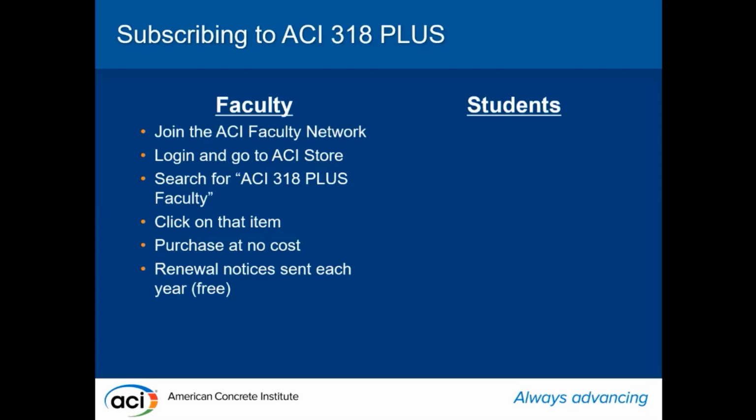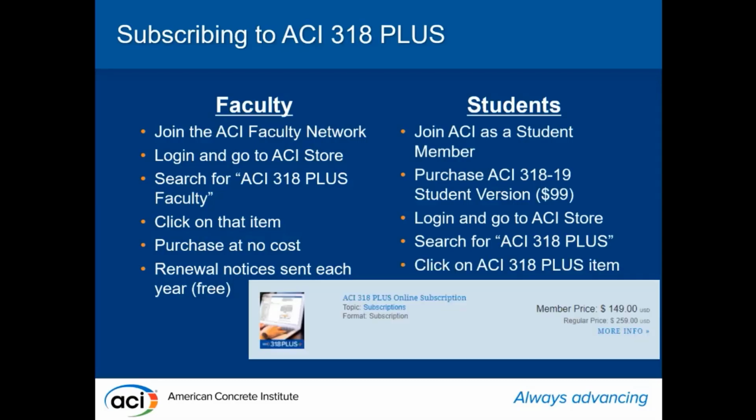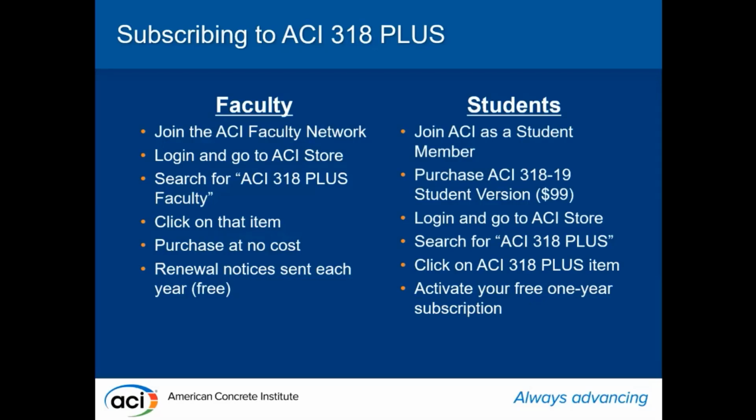Now, your students can join ACI as a student member and then purchase 318-19, the student version. That's $99. And then each person that purchases that will be able to log in, go to the store, again, search for 318 Plus, and our system will recognize that you purchased a copy of 318-19 and will give you that 1-year annual subscription. So your students won't be paying any more than they would just buying the code for the course. That'll activate their 1-year free subscription.